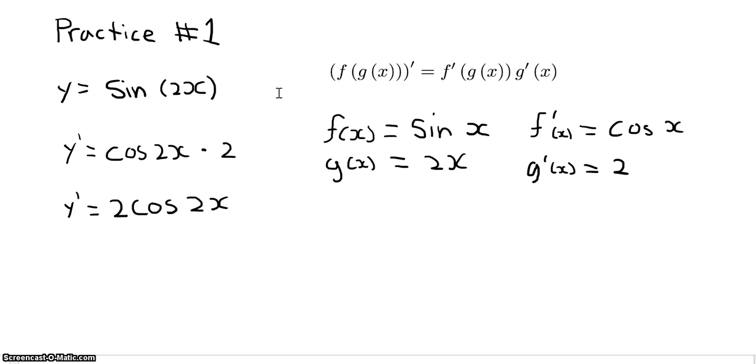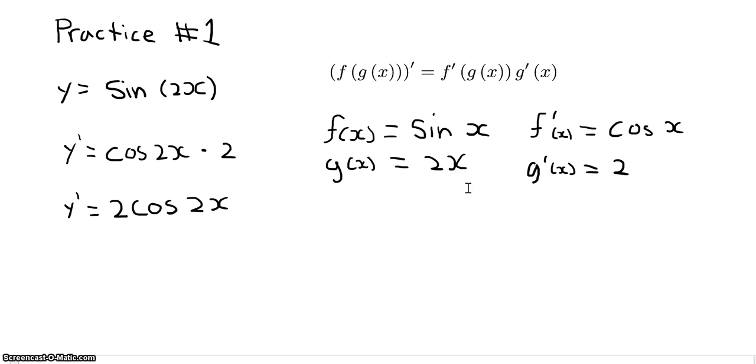Let's start off with a really easy one, where your function is y equals sine of 2x. So first things first, always in the chain rule questions, you have to figure out which one is your f of x and which function is your g of x. In this situation, it's pretty easy to tell. You have your sine as the only thing there, really. It's the total function. So your f of x is going to be sine of x, and your g of x is the part inside of it, so it's going to be the 2x.